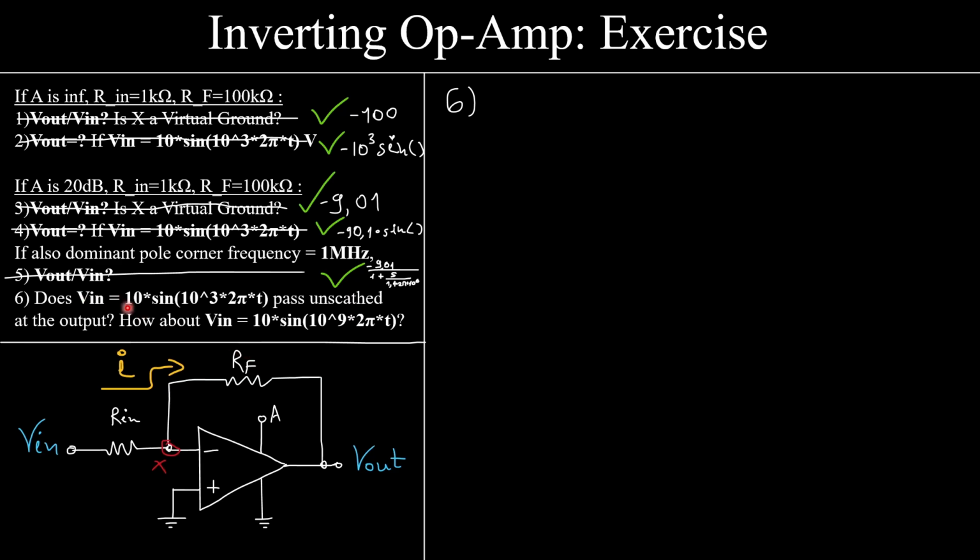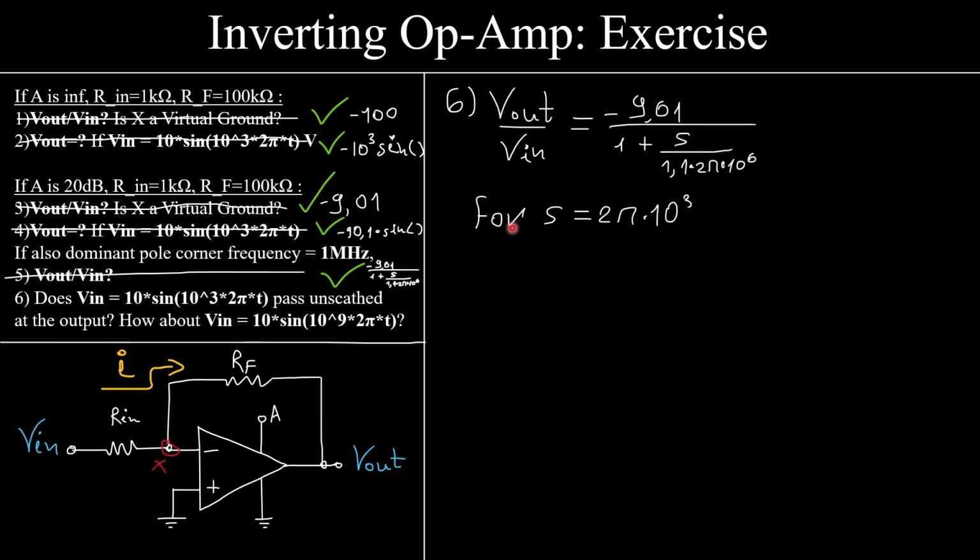What if the input now is 10 times this signal, the same as previously? I want us to find if this thing passes unscathed at the output. Unscathed means that it doesn't change form, let's say. So it doesn't become something strange. So it must be recognizable as a sine, as a sine with the same frequency, etc.